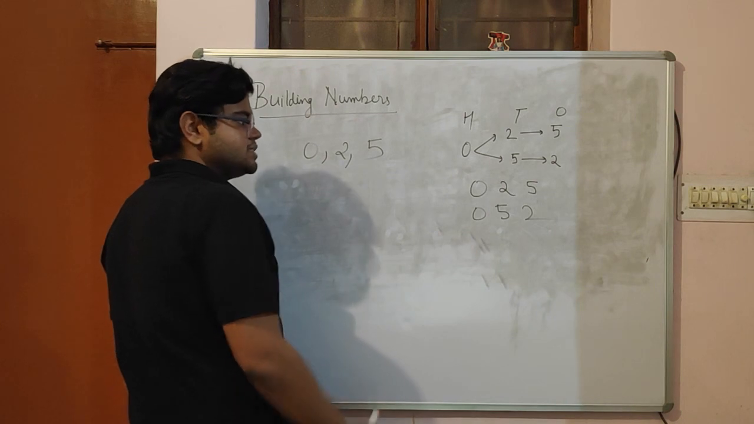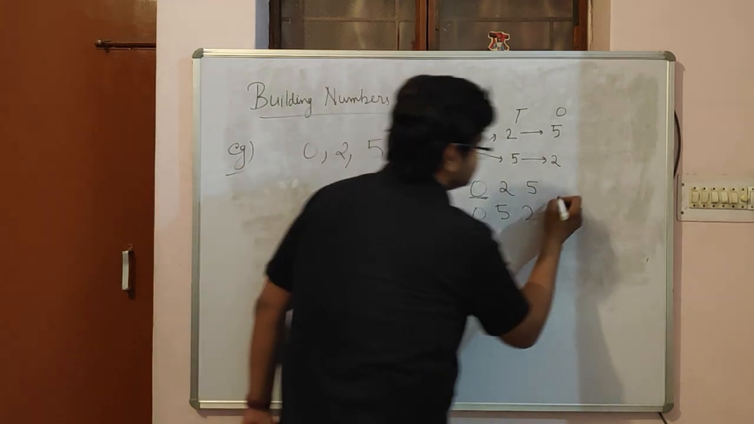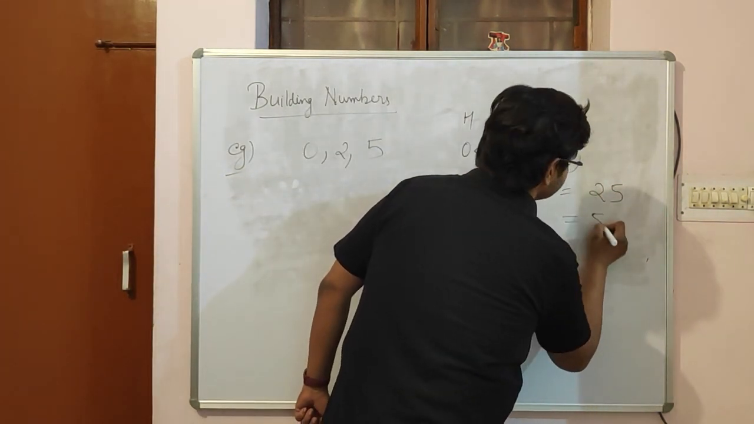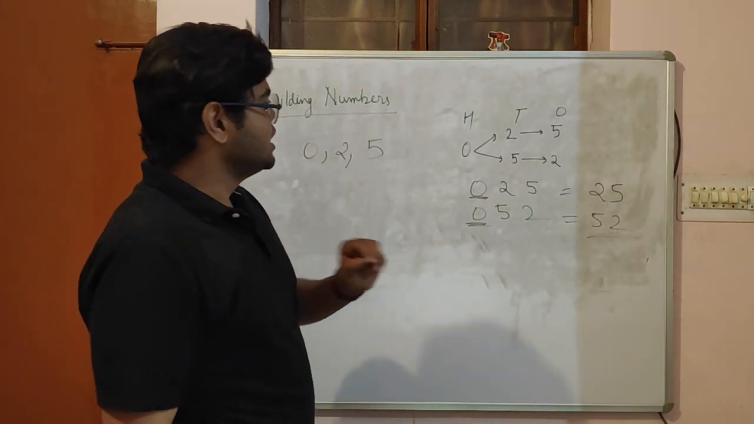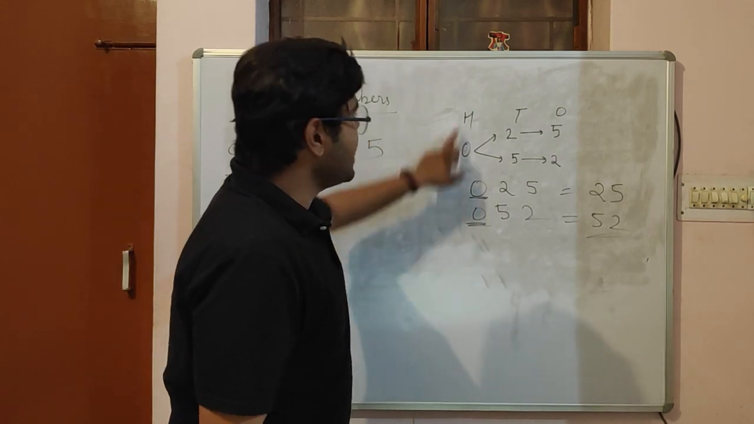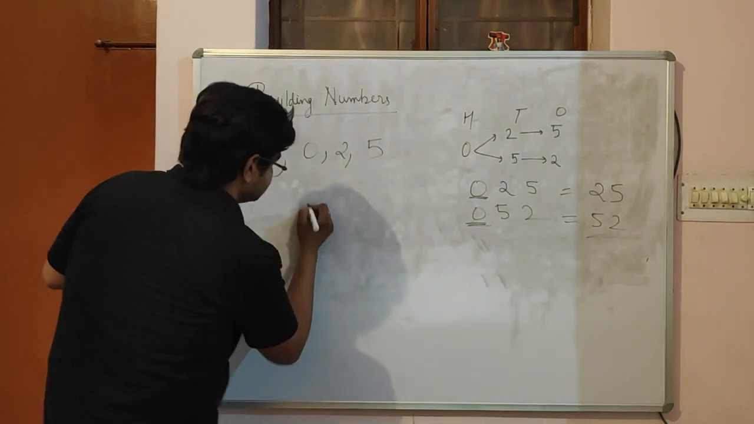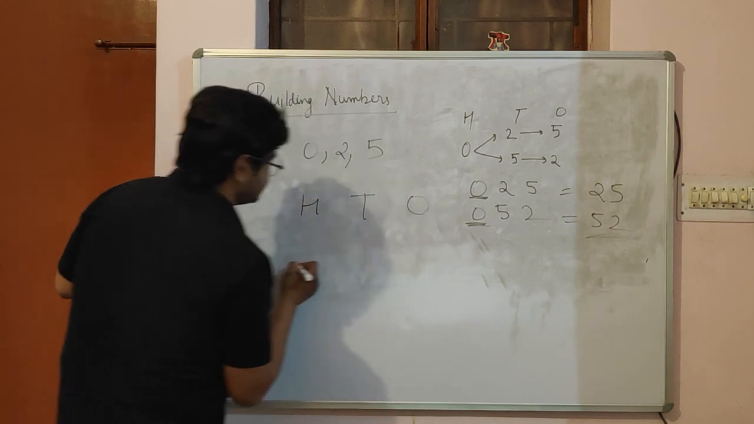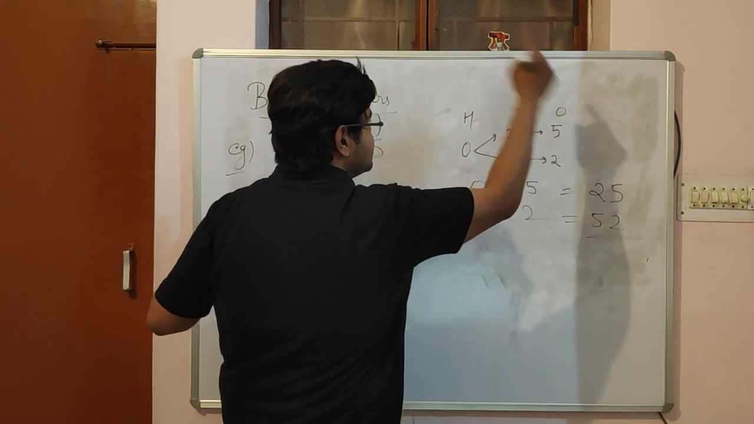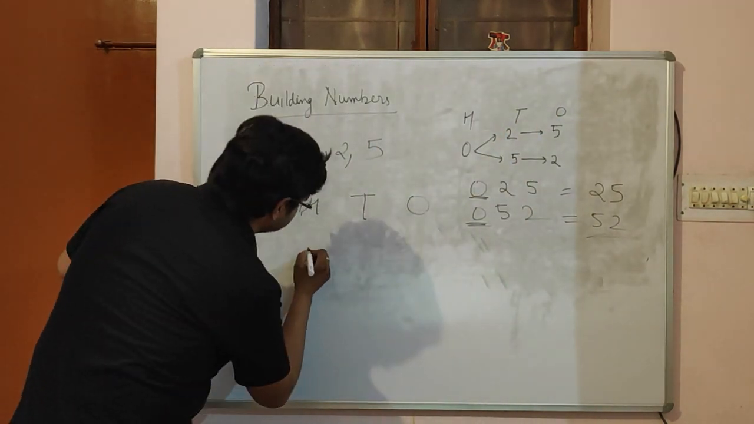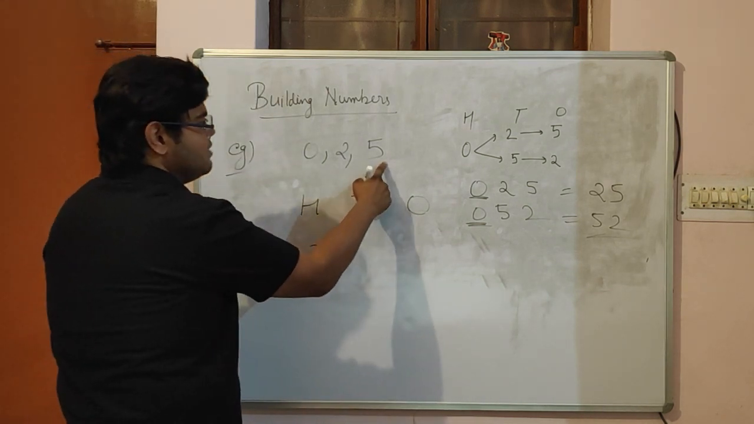Are these three-digit numbers? No. Why? Because 0 has no value. So it is actually 25 and 52. And what was the question? How many three-digit numbers? So we won't be using 0 at the hundreds place. We will be putting 0 at the tens and ones place. So hundreds, tens, ones. We will be using 0 at the tens place or at the ones place, but not at the hundreds place. So we fixed 2 here. And what are we left with? We are left with 5 and 0.